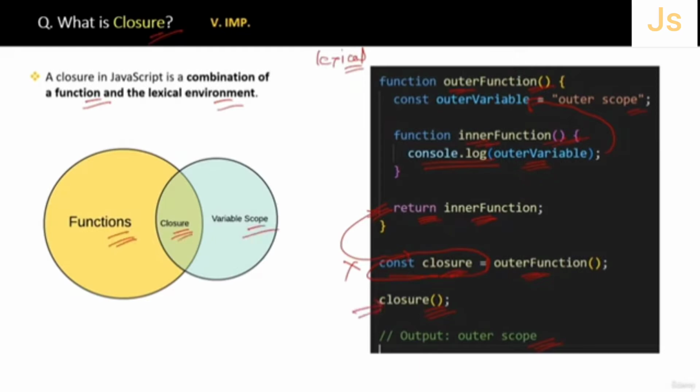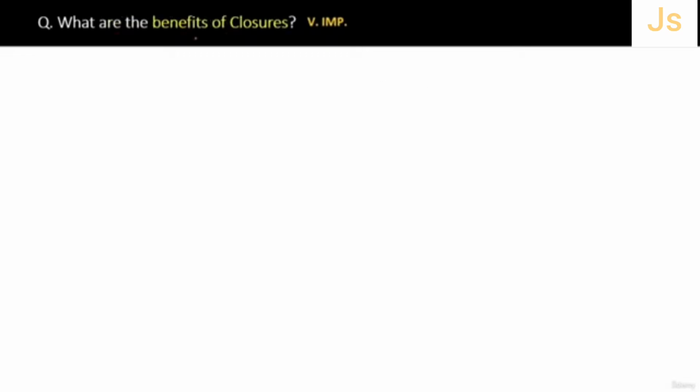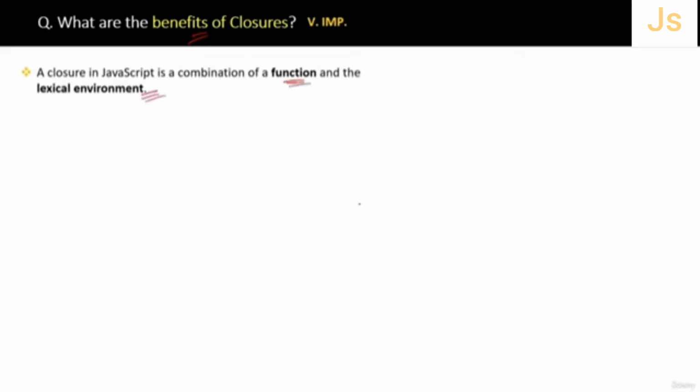Now the second question is, what is the benefit of doing all this, right? How is this closure scoping helping, and why do we need these closures? That I will explain in the next question. What are the benefits of closures? We already know the definition of closure. A closure in JavaScript is a combination of a function and the lexical environment. Now let's understand the benefit of closure.